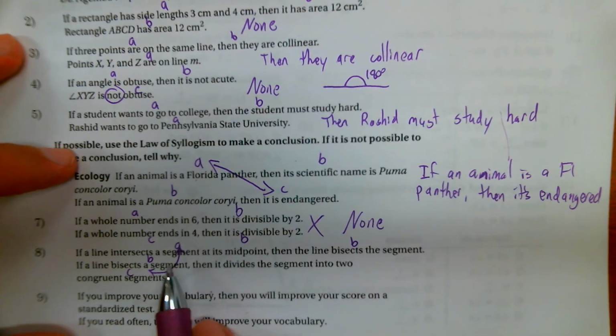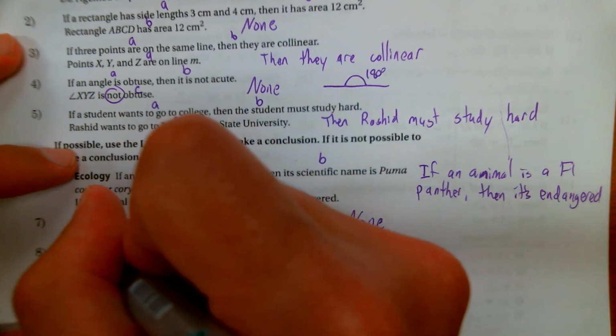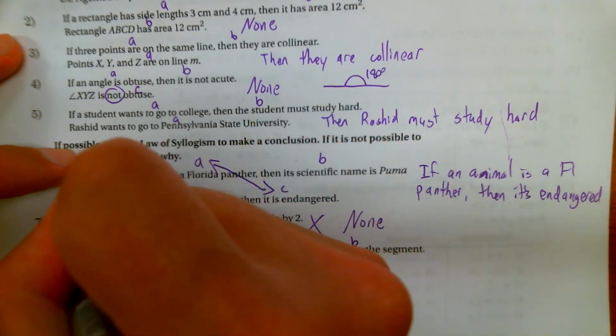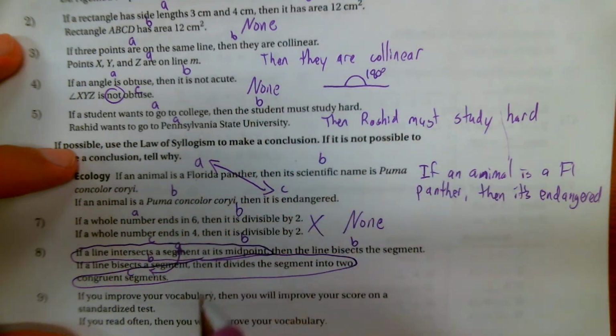Now, for sake of this video, this is a long one. I'm not going to write out this whole thing. My conclusion is this first part, that's my hypothesis. And then my conclusion is this. So if a line intersects a segment at the midpoint, then it divides the segment into 2 congruent segments.